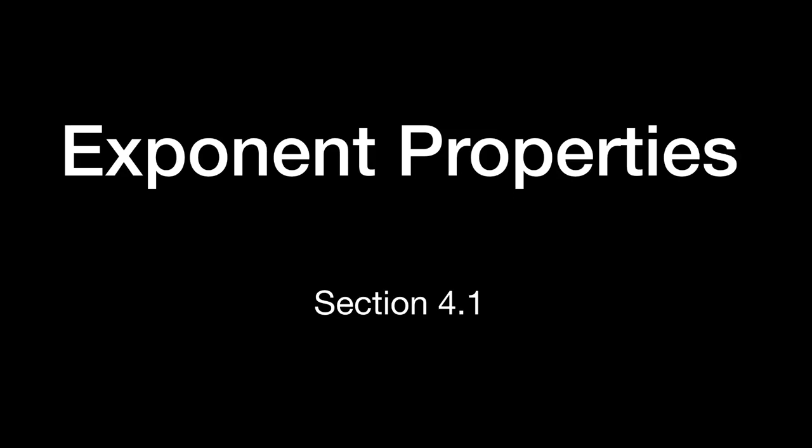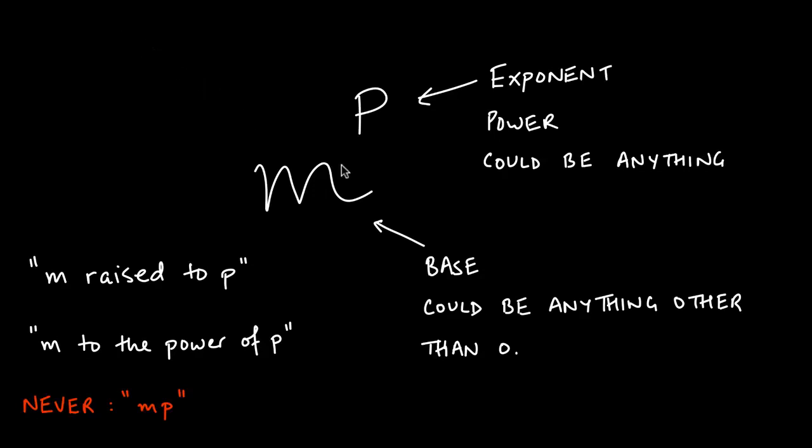Let's get started. Before we start with properties of exponents, it's very important to understand the notation that we use, or what it means for something to have an exponent. We read this expression as m raised to p, or m to the power of p. This is not ever to be read as mp. So a lot of times you'll see perhaps an x where the m is, and maybe a 2 in the power. That is not to be read as x2, it's x squared, or x raised to 2, or x to the power of 2. Those are all appropriate ways of talking about exponents.